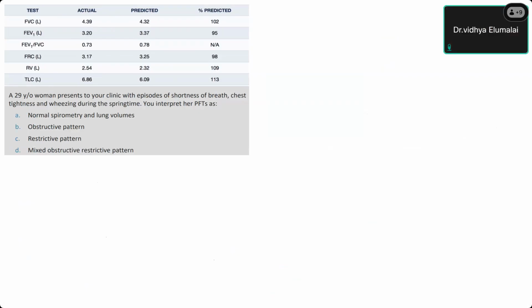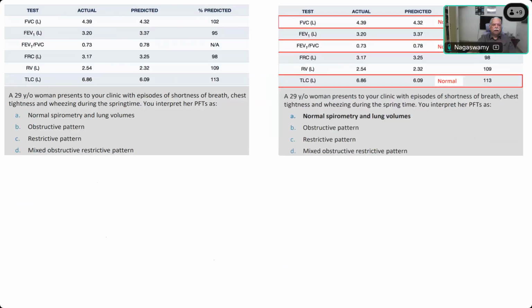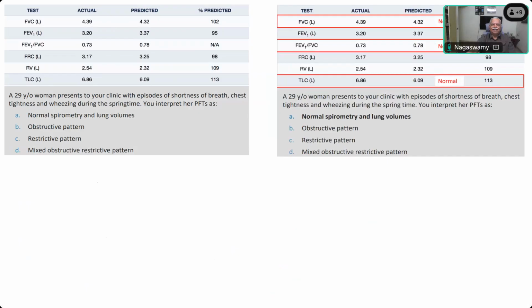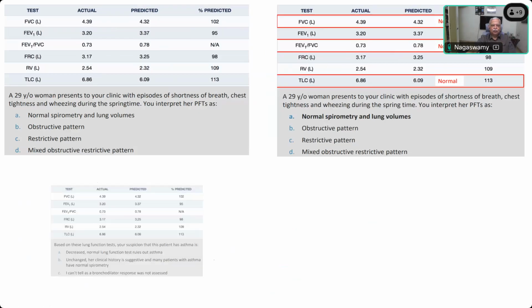Mild obstructive? Mild obstruction? Normal, sir. Yes. Why do you always think of pathology? Okay. So FVC is normal. FEV1 to FVC ratio is normal. TLC is normal. So this is a normal spirometry and normal lung volumes. Okay. So don't always go with the idea that there should be something wrong in the PFT reports given to you. That is the reason why I have started with the normal one.